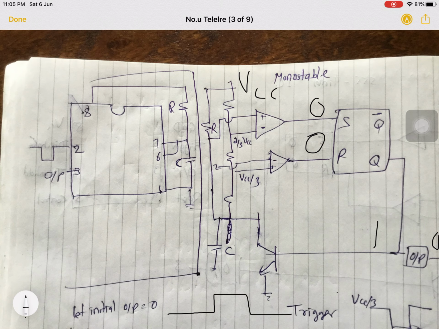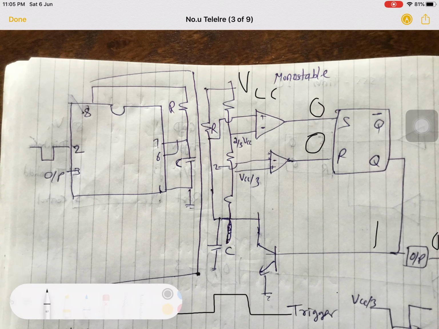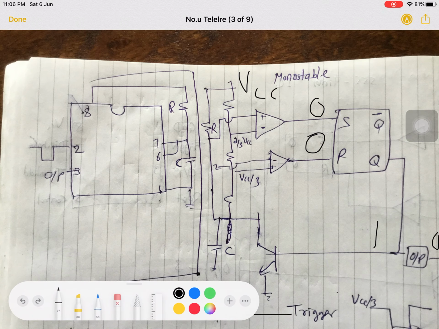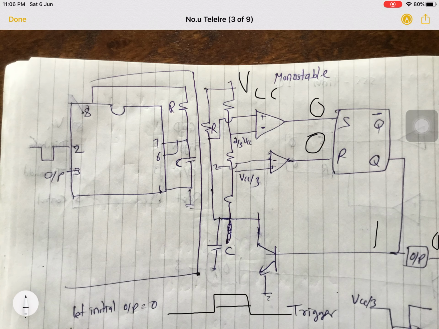Whenever we design a waveform, we also have to calculate the time width. What is the time duration? The x-axis is time duration, the y-axis is voltage. So what is the time duration on the x-axis? This value. So we need to calculate this. How do we calculate this?